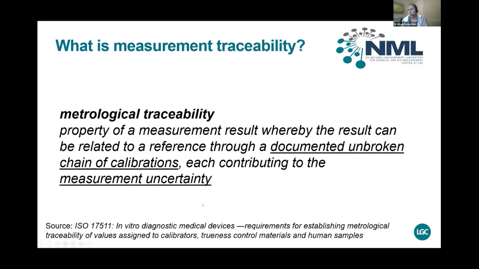So this is the property of the end measurement result, whereby the result can be related to a reference through an unbroken chain of calibrations. Each of those is contributing to the overall measurement uncertainty. So it's not just the actual precision or trueness of the result which is contributing to the measurement uncertainty, but also any calibrators which are being applied to standardize the units in which that measurement is being expressed.